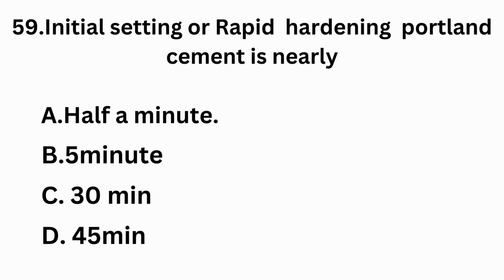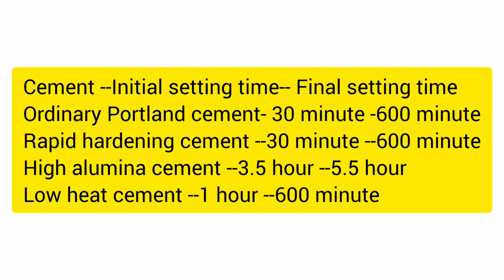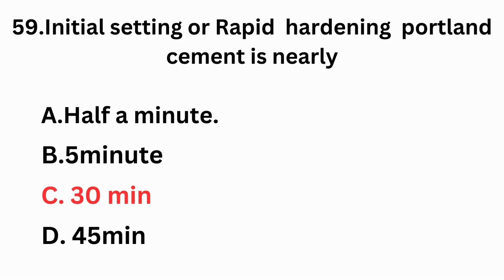So here is some typing mistake. Please correct it. The question is: initial setting time of Portland cement is nearly a minute, 5 minutes, 30 minutes, 45 minutes. For OPC, initial setting time is 30 minutes and final setting time is 600 minutes. Rapid hardening cement: 30 minutes and 600 minutes. High alumina cement: 3.5 hours and 5.5 hours. Low heat cement: 1 hour and 600 minutes. Right answer is C, 30 minutes.